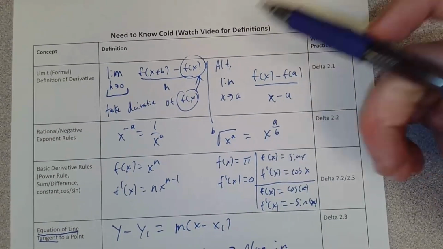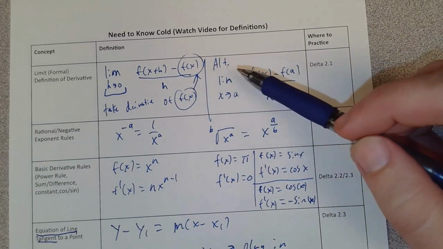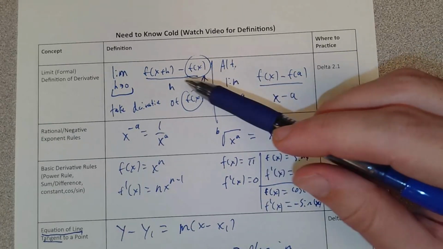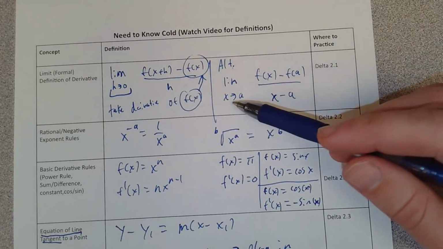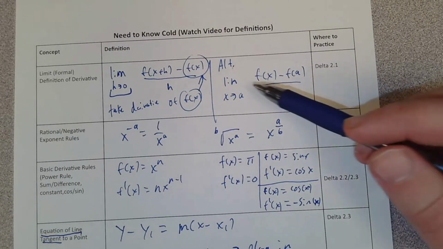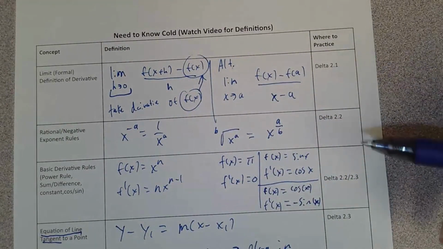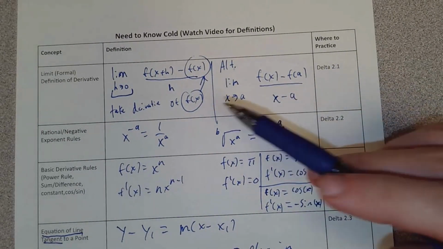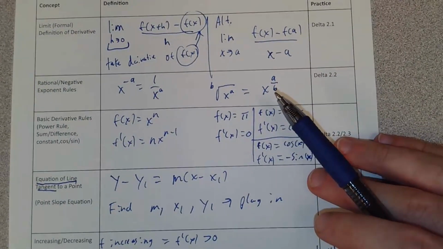Okay. So first is the two possible formal definitions of the derivative. One with h goes to 0, and the one as x goes to a: f of x minus f of a over x minus a. Just be familiar with them. I'm not going to ask you to solve a derivative from scratch with it, but I'll ask you to identify it.